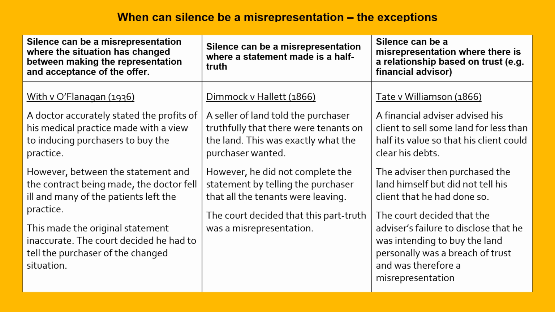So in With v O'Flanagan, a doctor accurately stated the profits of his medical practice, his doctor's surgery essentially, made with a view to inducing the purchaser to buy the practice. So he said what the profits are, because obviously that's going to be relevant to the person wanting to buy it. However, between the statement and the contract being made, the doctor fell ill and many of the patients left the practice, and therefore that significantly decreased the profits that medical practice was making. And that made the original statement therefore inaccurate, and the court decided he essentially should have told the purchaser before the contract was signed that it was no longer true and the profits were therefore different at that point.